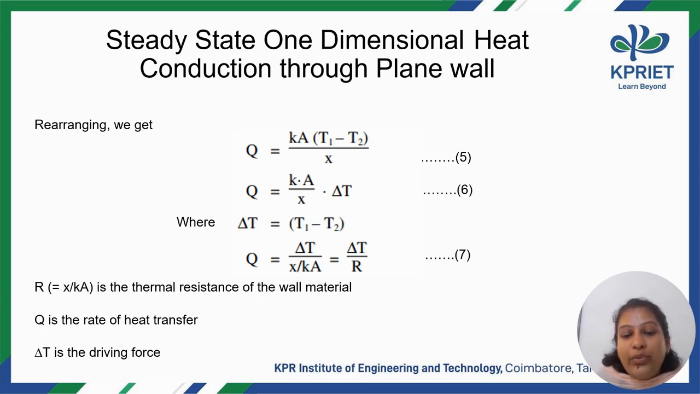Next, look at equation 7. Equation 6 is rearranged to give Q is equal to delta T divided by x by KA, and this x by KA is replaced with R, that is nothing but resistance. Any material will have some resistance to heat flow, and this resistance is nothing but x divided by KA, where x is the thickness of the material, K is the thermal conductivity of the material and A is the area. So the unit of resistance R is a question to you. You are going to find it, and the answer will be discussed in the quiz session at the end of the section.